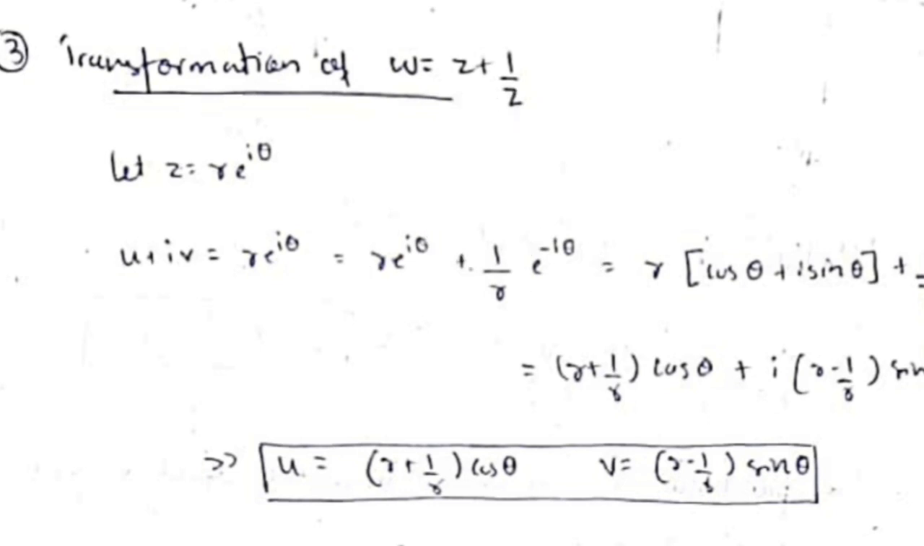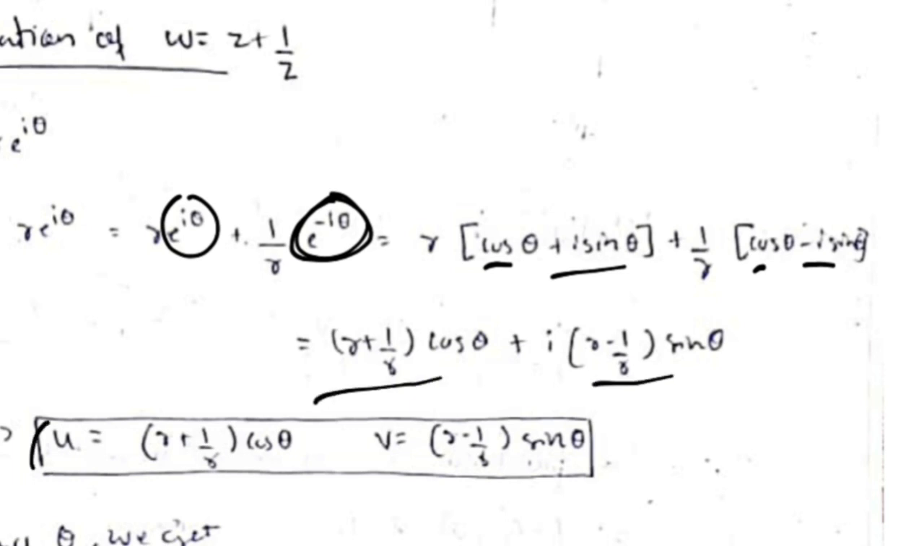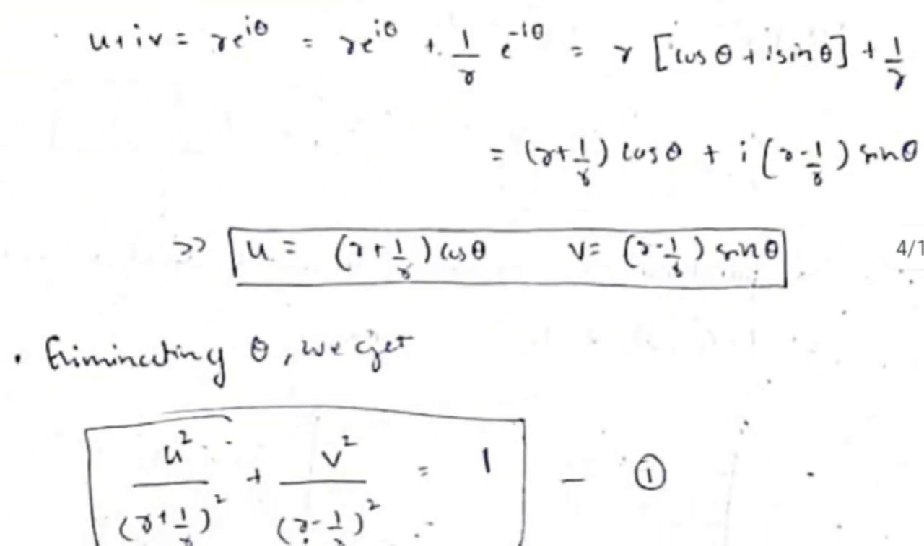Okay, now this equation can be written as e power i theta cos theta plus i sin theta, e power minus i theta cos theta minus i sin theta. When you separate the real and imaginary parts, at that time you will have u as r plus 1 by r cos theta and v as r minus 1 by r sin theta. Okay, now we have to eliminate two things. In the first case we have to eliminate theta, in the second case we have to eliminate r. Okay, so how to eliminate theta?